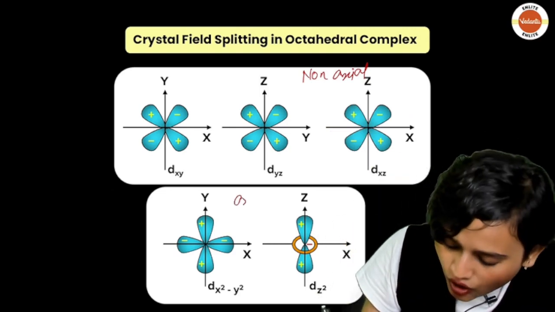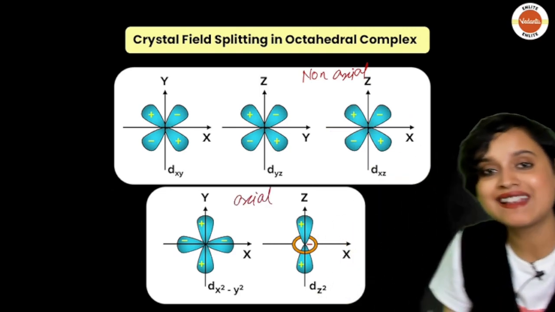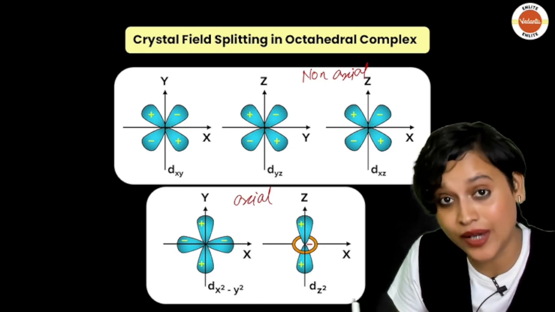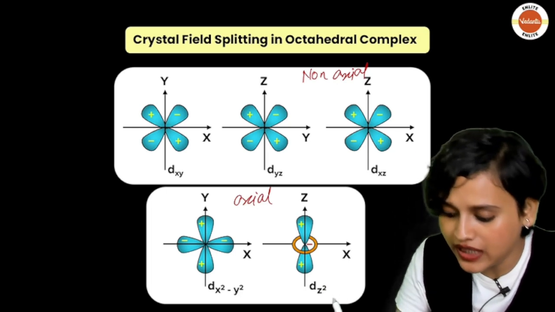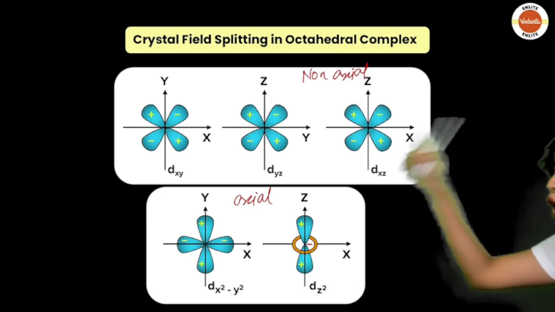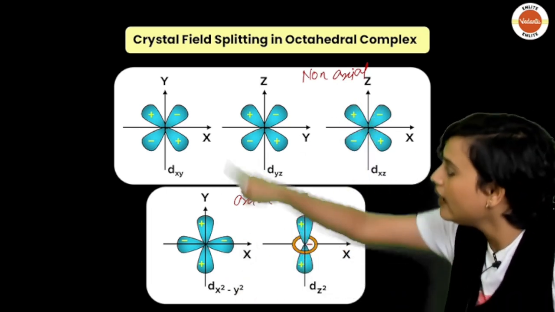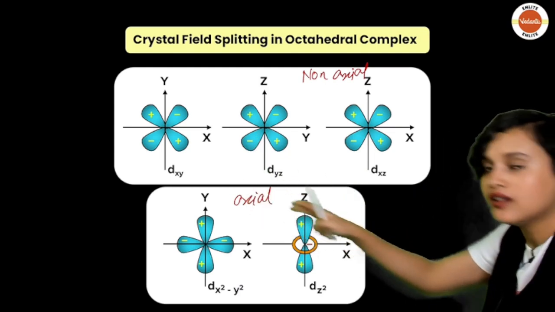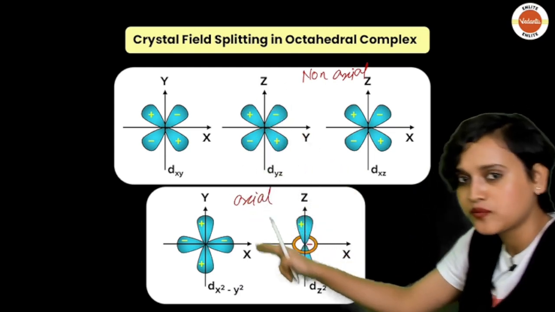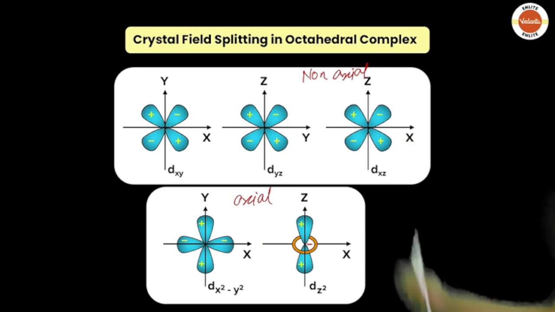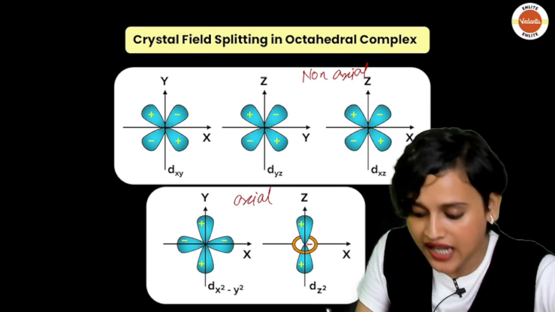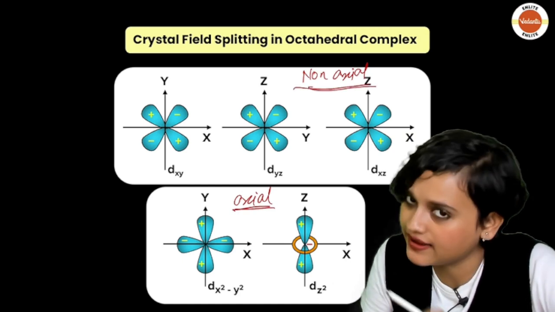And these are called axial. Axial orbitals are dx square minus y square and dz square. These are axial orbitals. Why? Because see, they fall exactly on the axis. Do you see? X, Y. See, z square, it's right here on the Z axis. So these are axial and these are non-axial.